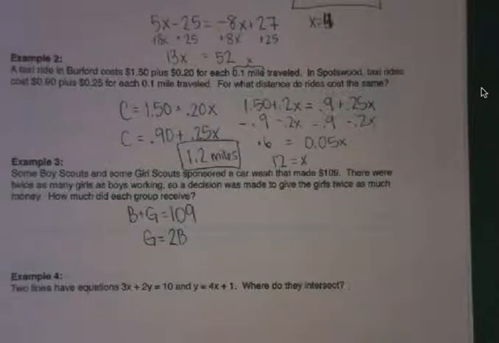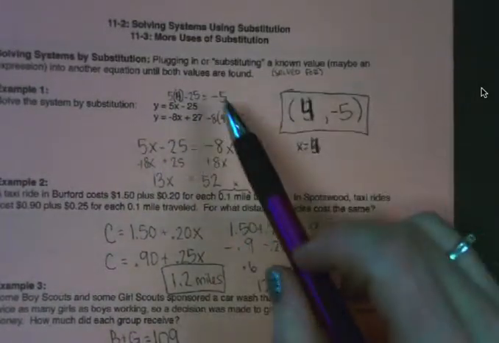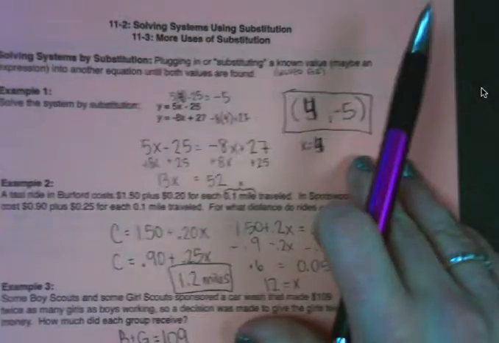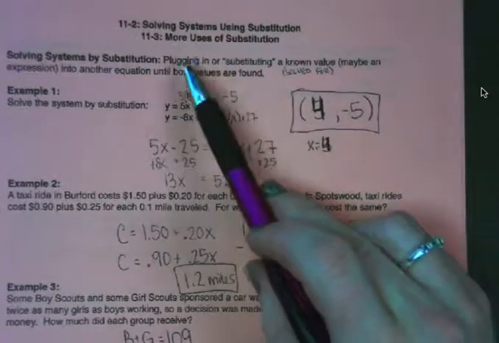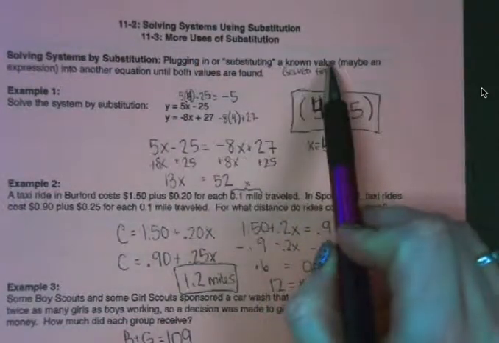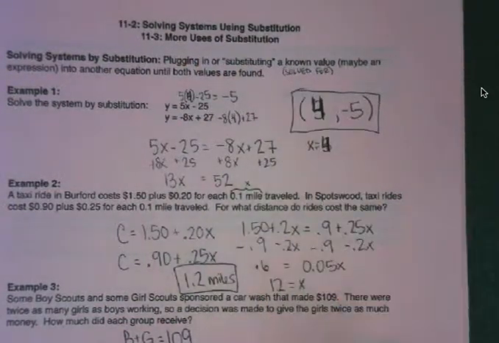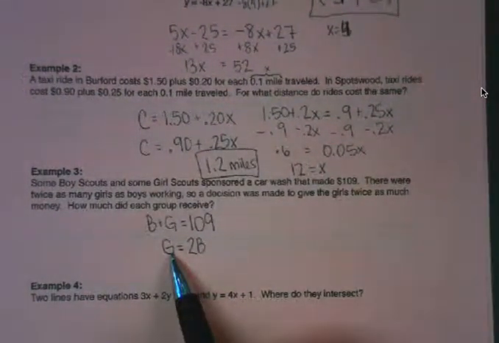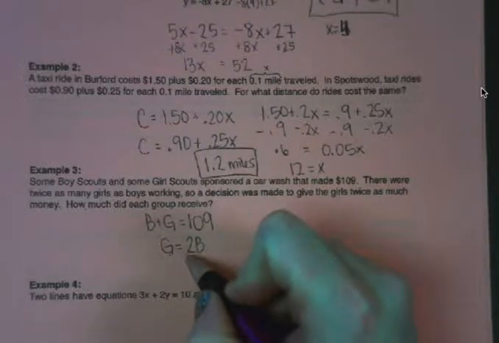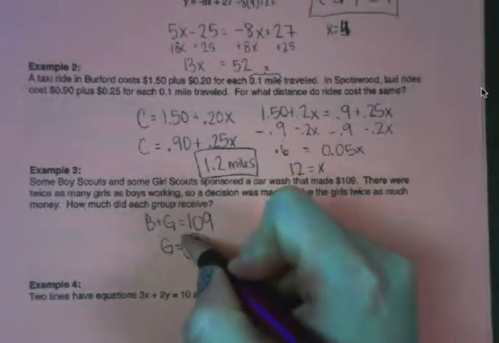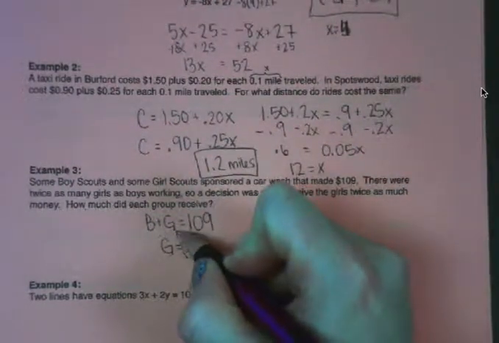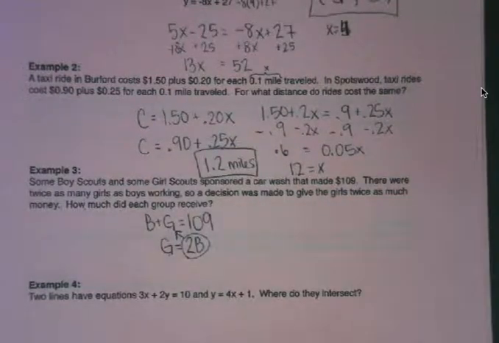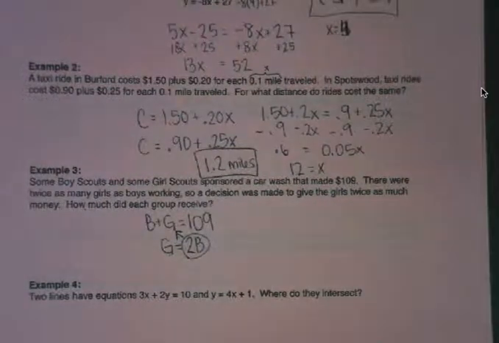Okay, now going back up to our general rule, we want to plug in a known value, the one that's solved for. So if I look down here, G is solved for. So I'm going to plug that value into the other equation, so that I get rid of my two variables.